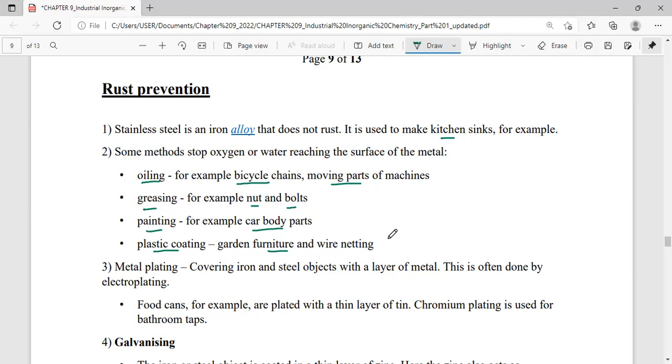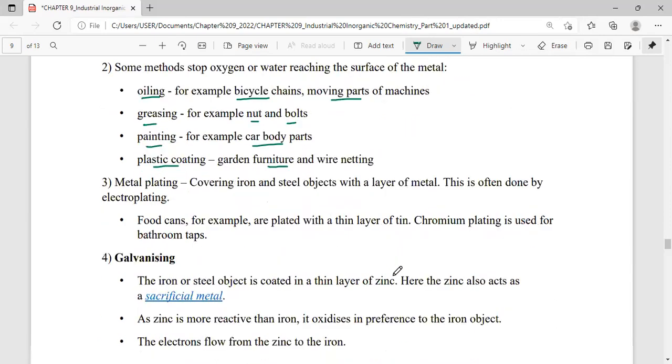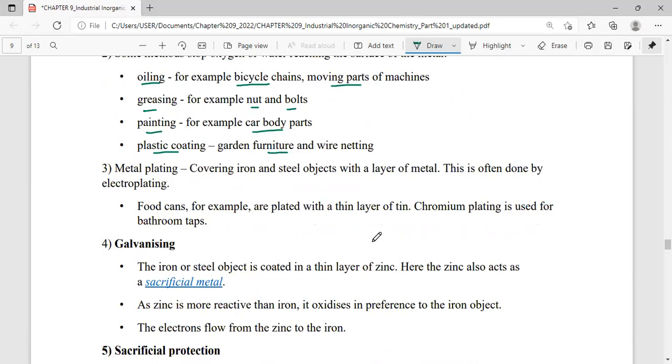Okay, now metal plating. Metal plating is similar to what we saw earlier. In metal plating, the iron or steel is covered with another metal. For example, food cans are covered with a layer of tin. Chromium is used to cover bathroom taps. So these are some methods where the iron is covered with another metal. But in the case of paint, for example, once the paint is scratched, then the iron and steel object below will begin to rust.